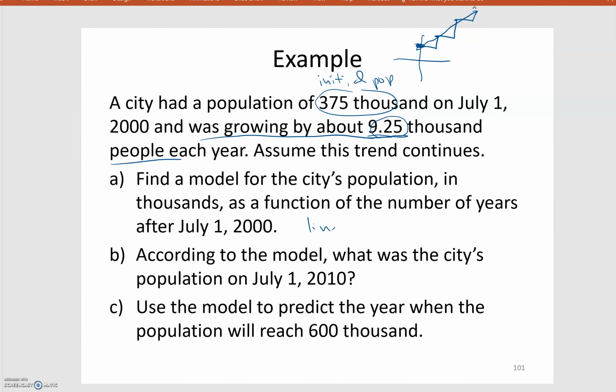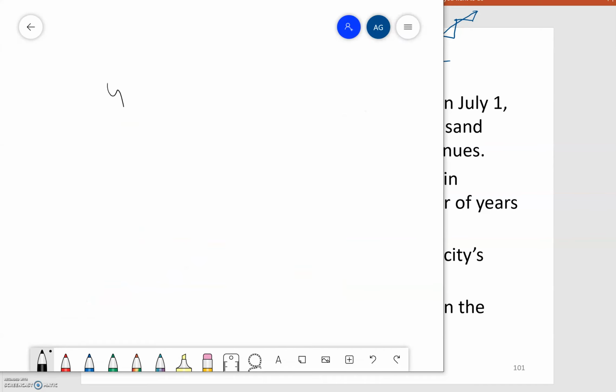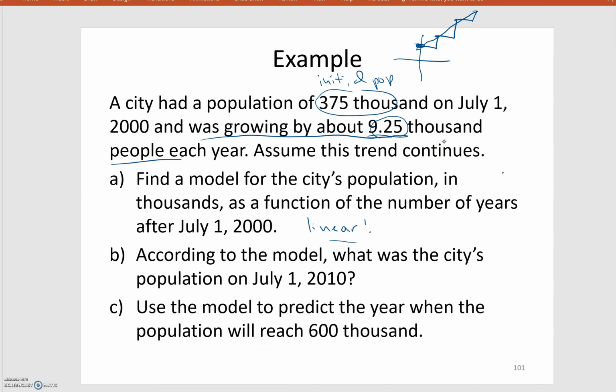So it's linear, with a constant rate of change. And what is the form of the linear function that we're going to work with? Well, it's AT plus B. So A is the slope, and since we are growing, that's going to be a positive slope, in thousands. And then remember that B, that's your y-intercept, that's your initial value, so that's going to be 375. And I'm getting these numbers just from the problem.